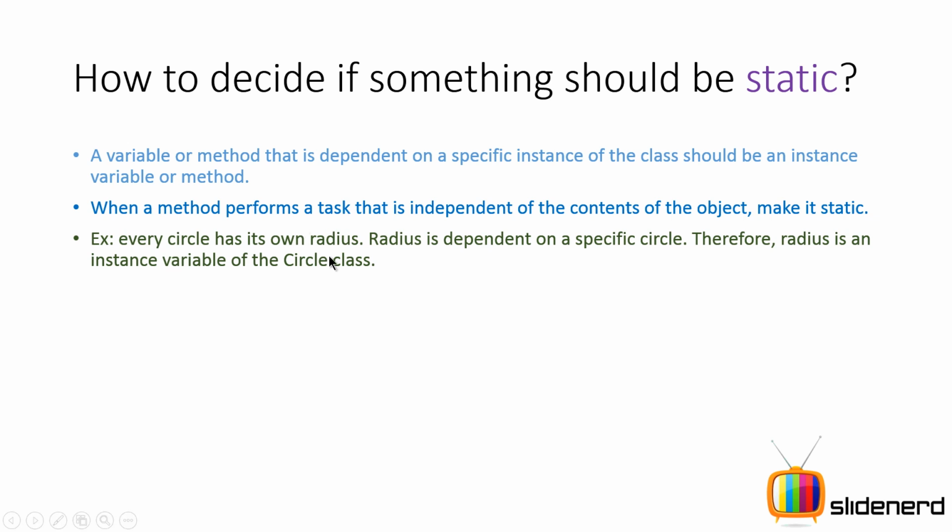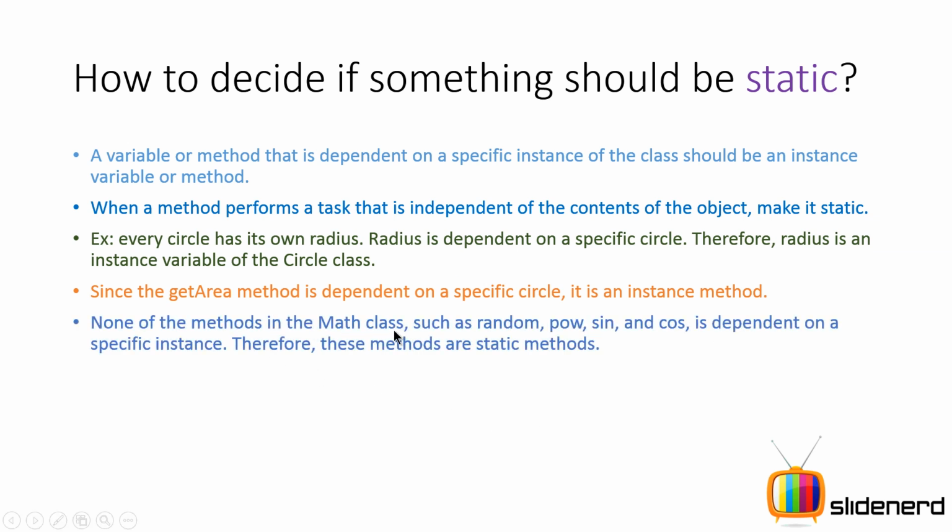Now remember, every circle has its own radius. Radius is dependent on a specific circle, therefore radius is an instance variable for the circle class. Same way you can say for the get area method here, get area depends on the specific radius of a particular circle, right? Hence it should be a normal method. But if you take a look at the math class where you have methods like random, power, sine, cos, like I said, they all take a number and they simply perform some operation which is independent of the contents, or you can say the other variables contained inside the object, and that is why they are static.